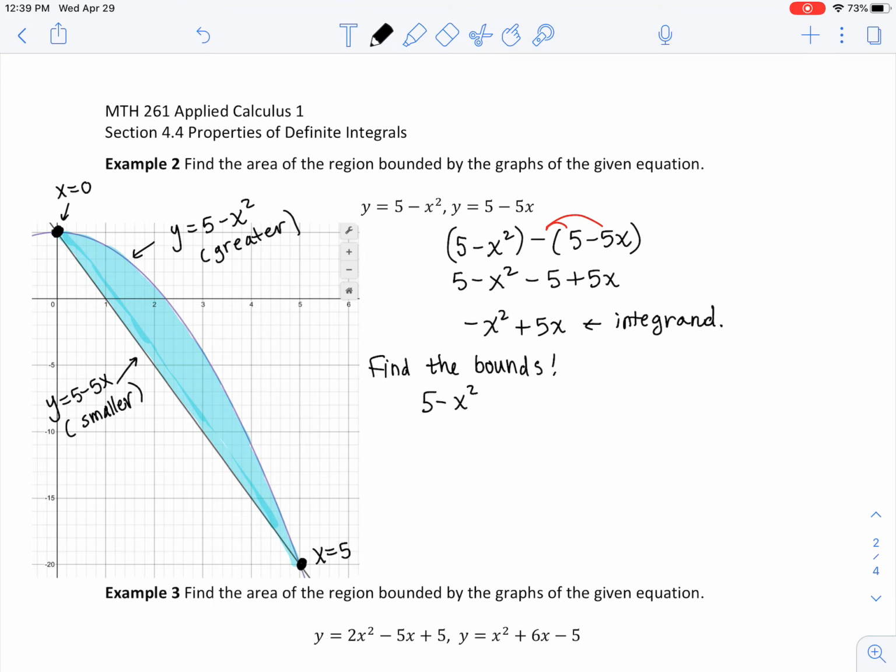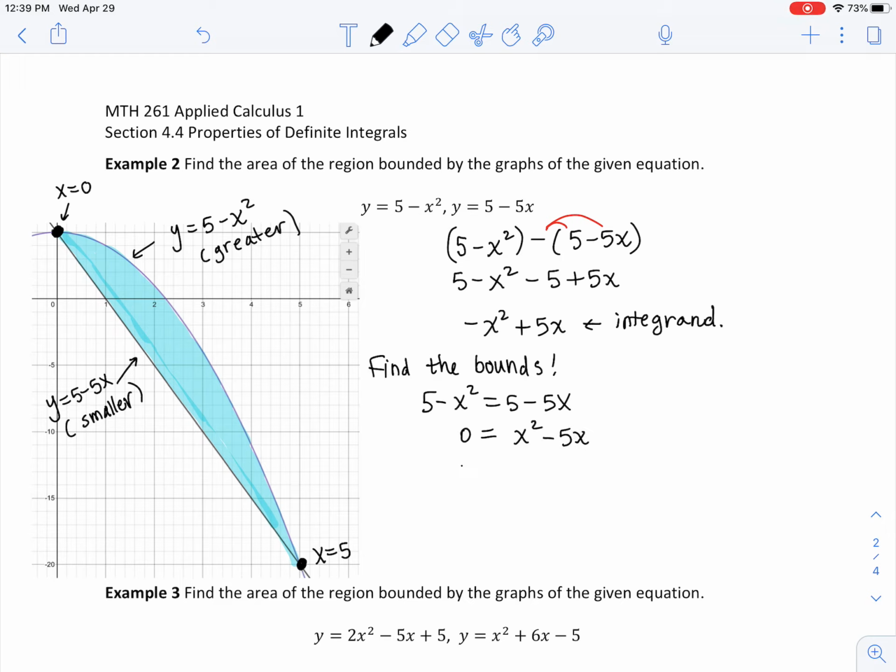Left bound is their left intersection, and the right bound is their right intersection. So I'm going to find them by setting these equal to each other. Because when the function values are equal to each other, that's when they intersect, right? And that's what I want to find.